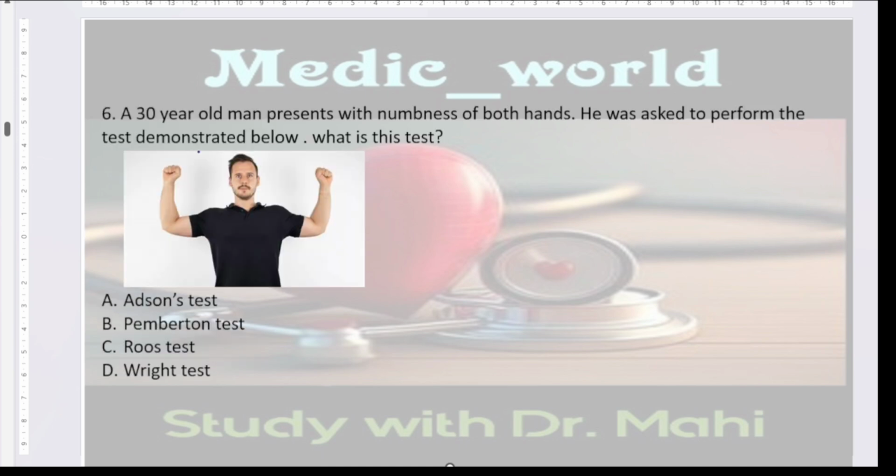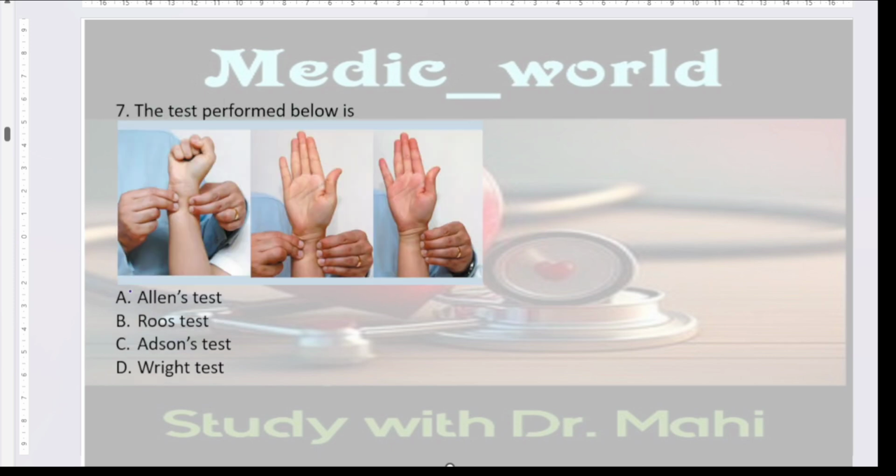Now, next question. A 30-year-old man presents with numbness of both hands. He was asked to perform the test demonstrated below. What is this test? We know this is the Roos test where both the arms are elevated. Elevated arm test is the Roos test. So the answer to this question is option C, sorry, that is Roos test. Now the next question. The test performed below is.